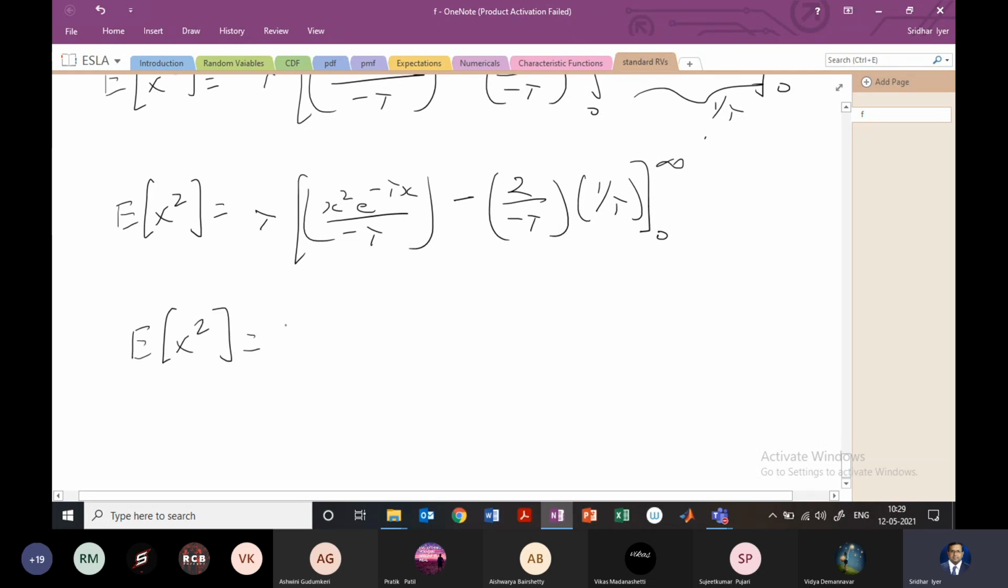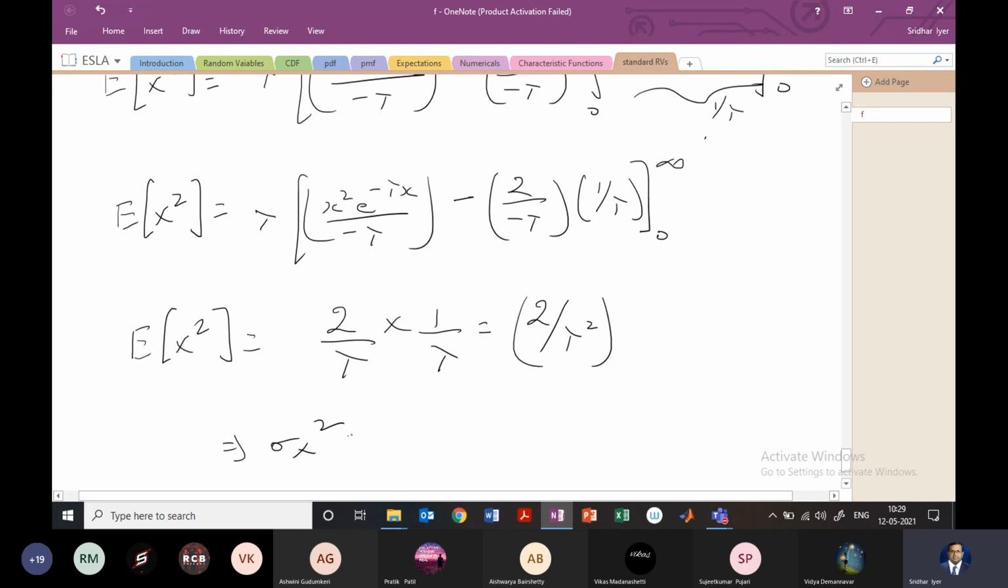now we'll start putting the limit. So the first limit is just going to be 0. So what you'll get here is 2 by lambda into 1 by lambda, which will give you 2 by lambda square. So this is your E of x square.